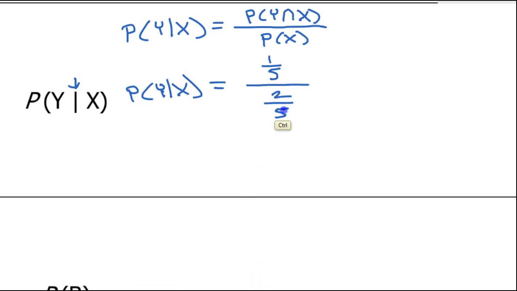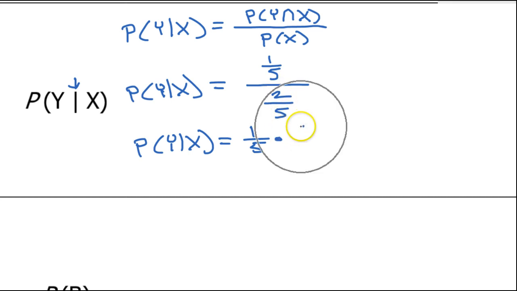Now, you could cheat and do this in a calculator, but let's try it by hand first. So when you have a fraction divided by another fraction, what you do is you multiply by the reciprocal. So I take the first fraction and I multiply by the reciprocal of the second fraction. When I say reciprocal, instead of 2/5, it would be 5/2.